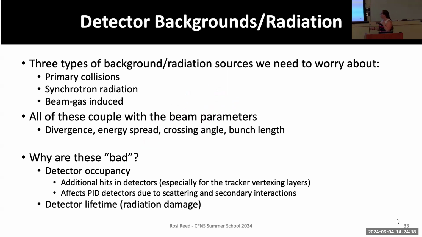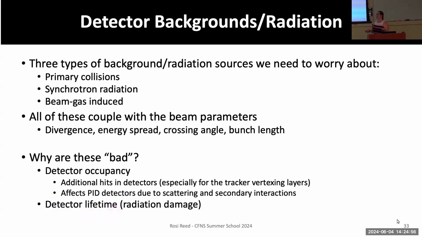Part of it is the occupancy of the detector. Radiation is basically particles, so if you have a detector that's meant to measure something, and you have radiation, it will measure that. So you get additional hits in your detectors. This can especially be bad for the tracking and vertexing layers that are really close to the beam pipe. And even though radiation like synchrotron radiation is largely photons, you still get scattering and secondary interactions. So this could change your PID detector, but it also starts to affect the detector lifetime.